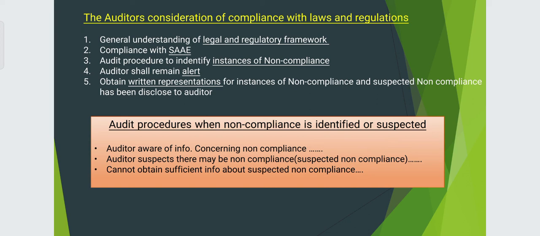Now the next topic is audit procedures when non-compliance is identified or suspected. The first point I have mentioned is that the auditor is aware of information concerning non-compliance. In this case, the auditor shall obtain an understanding of the nature of the act and the circumstances in which it has occurred, and further information to evaluate the possible effect on the financial statements. The second I have mentioned is that the auditor suspects that there may be non-compliance. So this is the example of suspected non-compliance. What should the auditor do in this case?